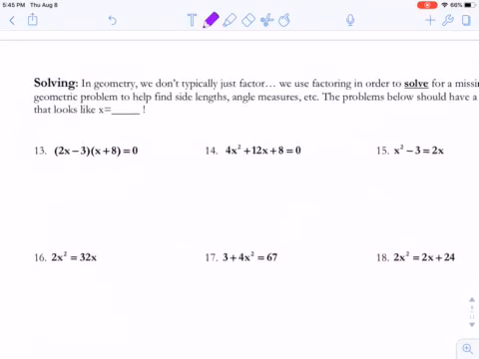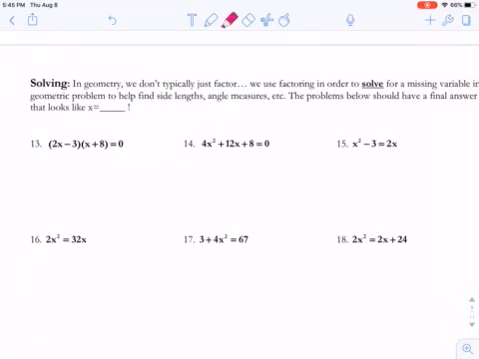When you are solving, you're going to notice two things. One, the given problems are going to have an equal sign. That's when you know you're going to solve. And your answer is going to be x equals some number, and usually x equals two numbers, because it's a quadratic, so you're going to have two solutions.